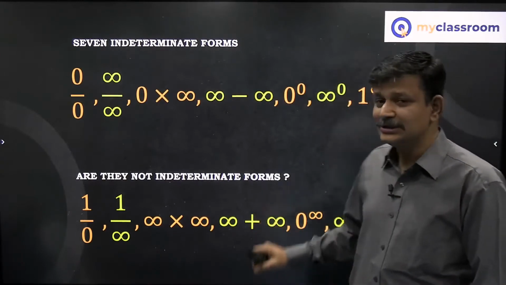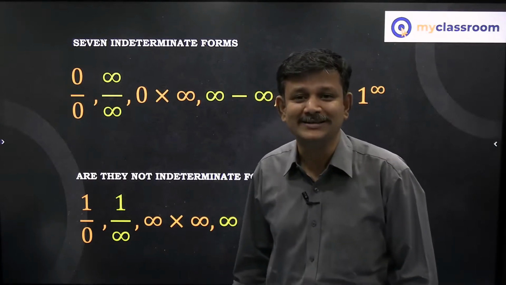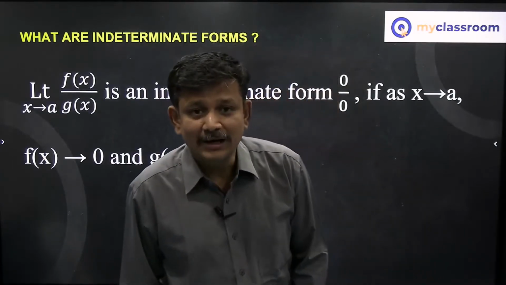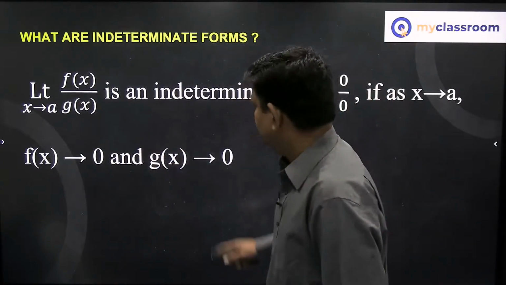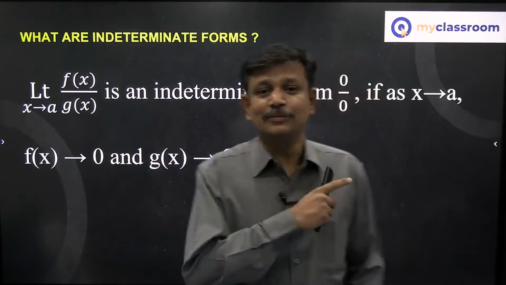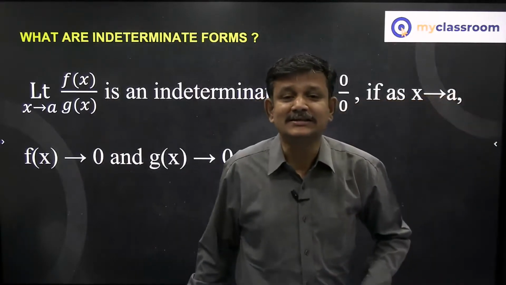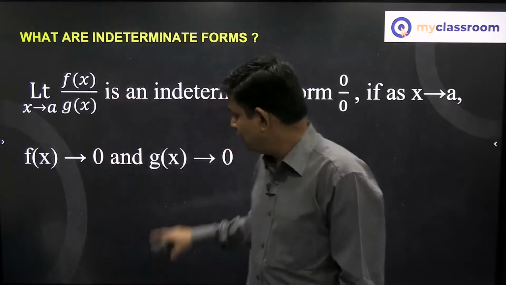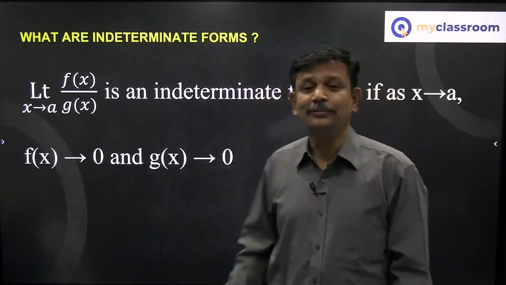So, to answer these questions, first and foremost, you need to know what an indeterminate form is. Let us look into it. What are indeterminate forms? Let's say you have limit as x tends to a of f of x by g of x. This is called an indeterminate form 0 by 0 if, as x tends to a, f of x tends to 0, that is the numerator is tending to 0, and g of x is tending to 0.